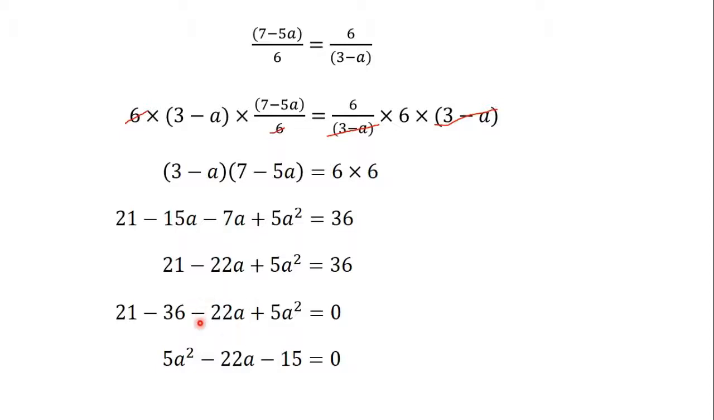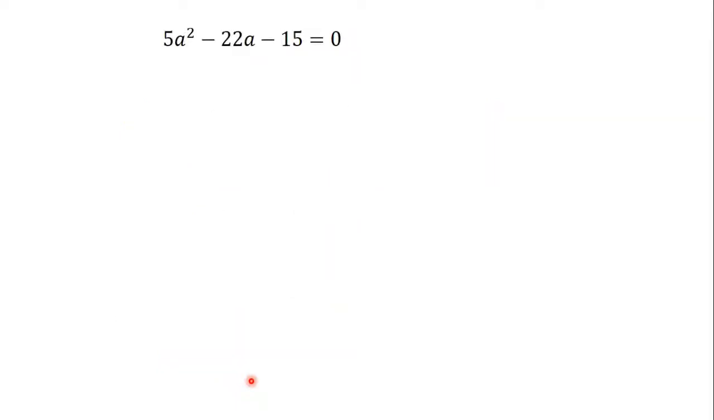So if we rearrange it, we will have 5a squared minus 22a minus 15 is equal to 0. This is a quadratic equation. To solve this quadratic equation, we will first have to factorize the quadratic trinomial on the left-hand side of the equation. In the videos on algebra, I explained how to factorize quadratic trinomials. So I'm going to go ahead with the solution in this video.